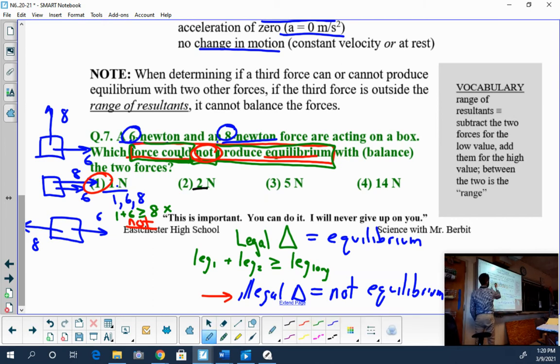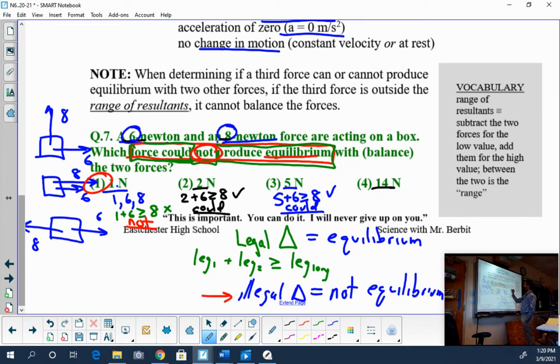This is a 2 with a 6 and an 8. 2 plus 6 greater than or equal to 8? Yes, you could have equilibrium, and that's not what we're looking for here. Next one. It's a 5, a 6, and an 8. 5 plus 6 greater than or equal to 8. Yes, it does. So we could have equilibrium here. And then finally, notice the 14 is our long leg. So you would have a 6 plus 8 has to be greater than or equal to 14. Yes, we could get equilibrium here too. So the legal triangle really straightens you out for any of these could or could not have equilibrium.